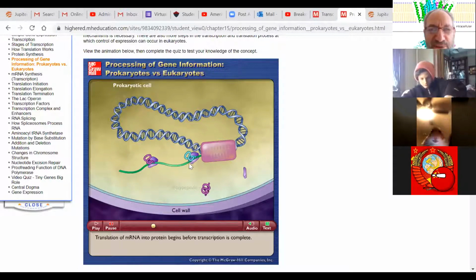Excellent. These are the ribosomes. And what is the little squiggly blue thing and the little squiggly purple thing? These are the proteins. So simultaneously, before this RNA is even done being transcribed, you're already starting to make proteins.